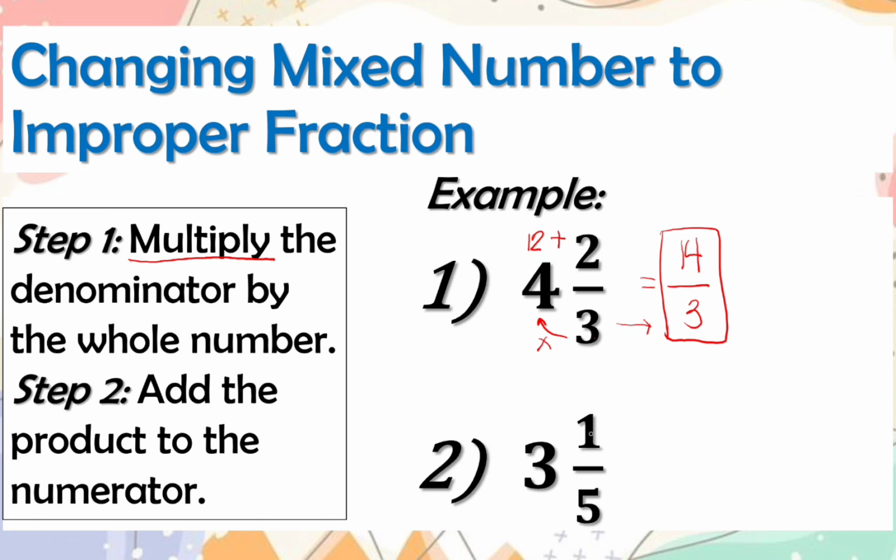Number 2, we have 3 and 1/5. Let us make this an improper fraction. So, step 1 again, multiply the denominator by the whole number. 5 times 3, that will give us 15. Step 2, add 15 to the numerator. So, 15 plus 1, that is 16. Over, copy the denominator, which is 5. 16 over 5.